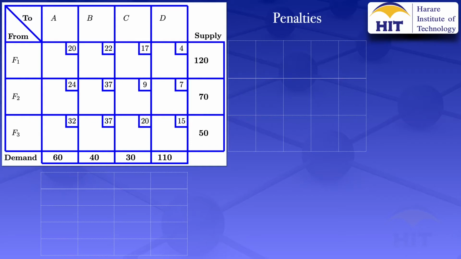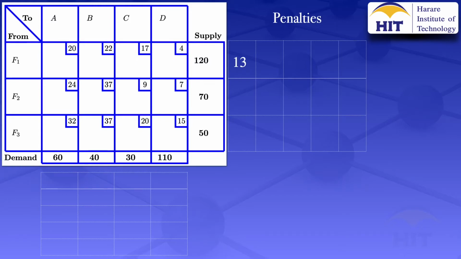I'll start by looking at calculating penalties for the rows there. To calculate the penalty for row number 1, we look for the least cost in that row, and we have a 4 there. Then we look for the next least cost, and the next least cost there is a 17. And then we take the difference of those two that I've highlighted. The difference between 17 and 4 is a 13, so that's the penalty for row number 1.